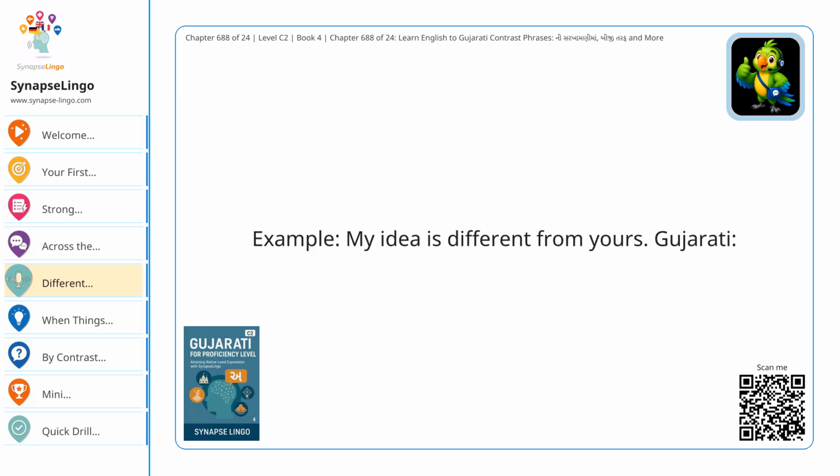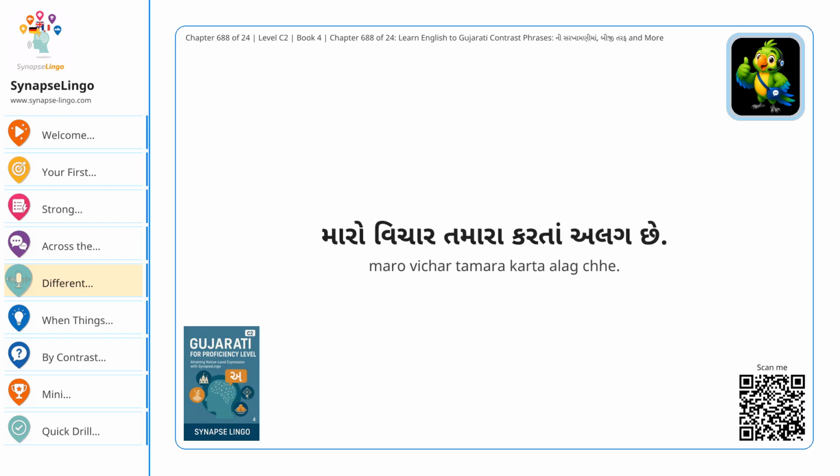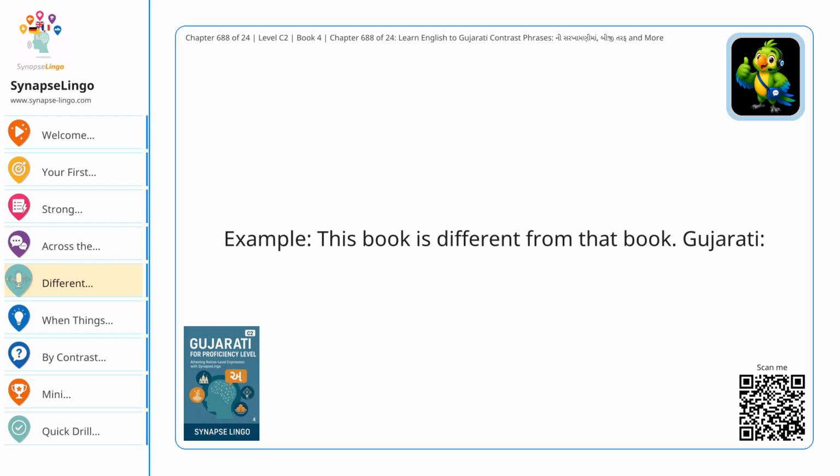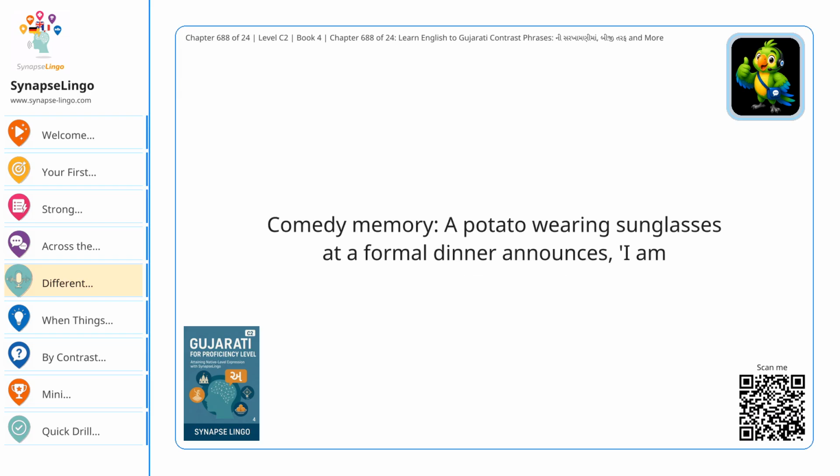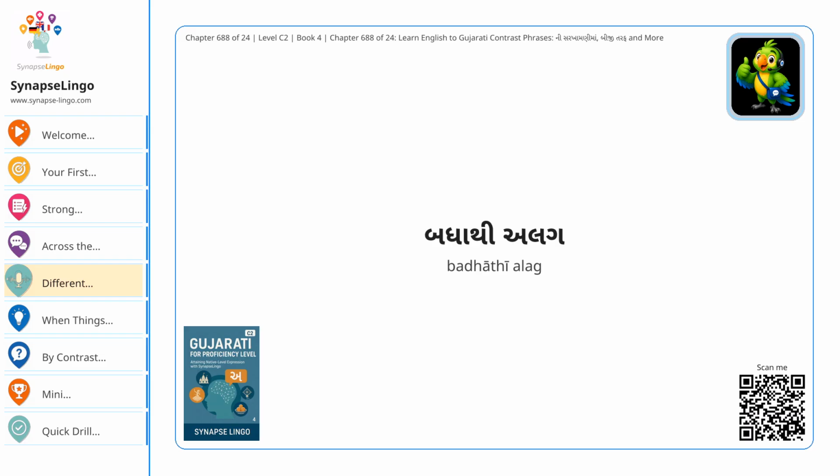Example. My idea is different from yours. Gujarati. મારો વિચાર તમારા કરતા અલગ છે. Example. This book is different from that book. Gujarati. આ પુસ્તક તે પુસ્તકથી અલગ છે. Comedy memory. A potato wearing sunglasses at a formal dinner announces, I am બધાથી અલગ. Honestly, the potato is correct.